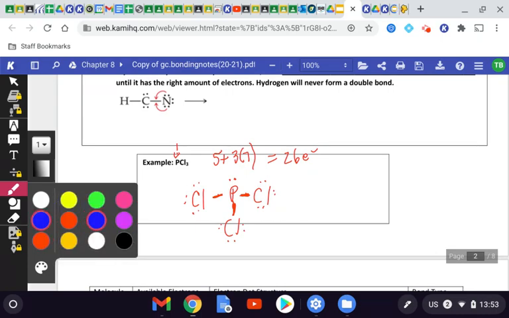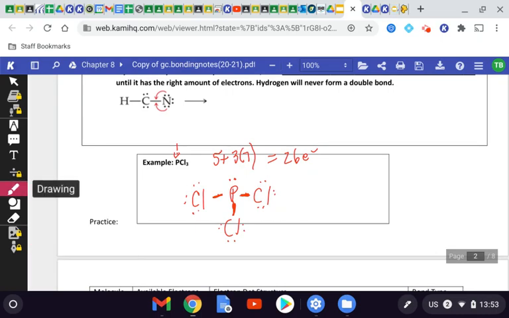I'm going to count in blue here. So we have 2, 4, 6, 8, 10, 12, 14, 16, 18, 20, 22, 24, 26. So there's 26 electrons shown in that structure. So then that means that this structure is correct. We are done.